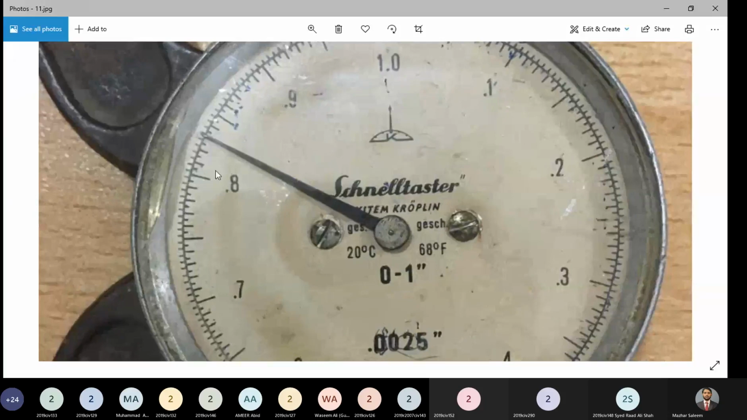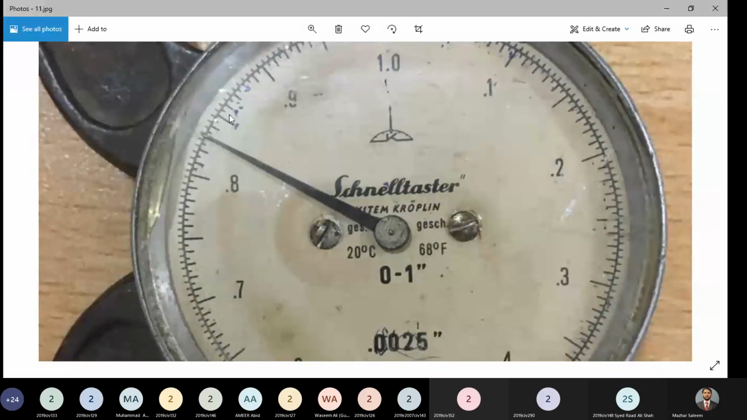So our current value is ahead of 0.8. This is 0.8, and from this point to this point, this is 0.1. See, this is 0.8, this line, and this line is 0.9. It means this distance is 0.1 inch. So this 0.1 inch is further divided into 2 parts using this big line. So it means that from this point to this point is 0.05 inch.